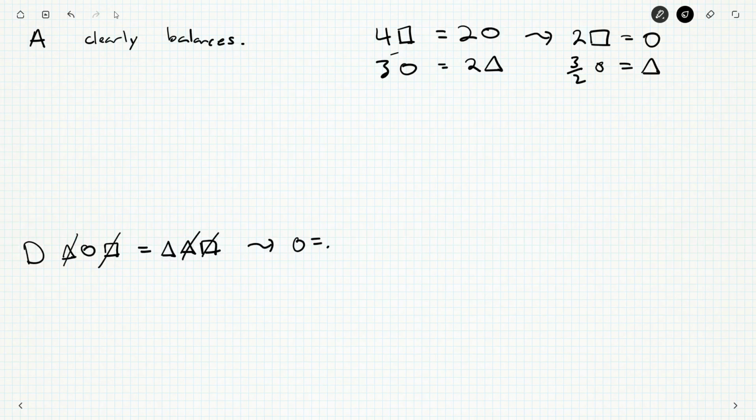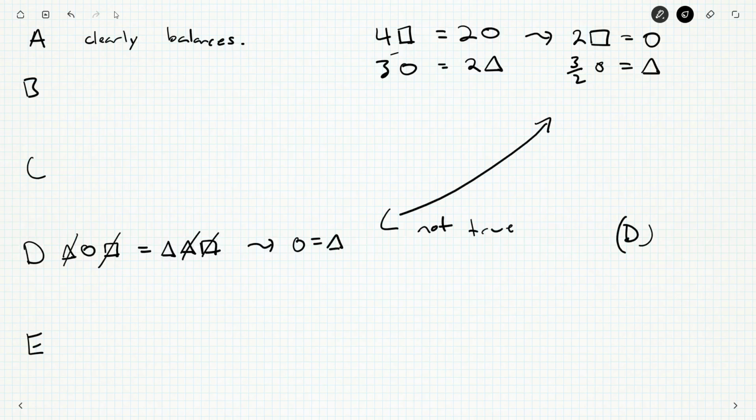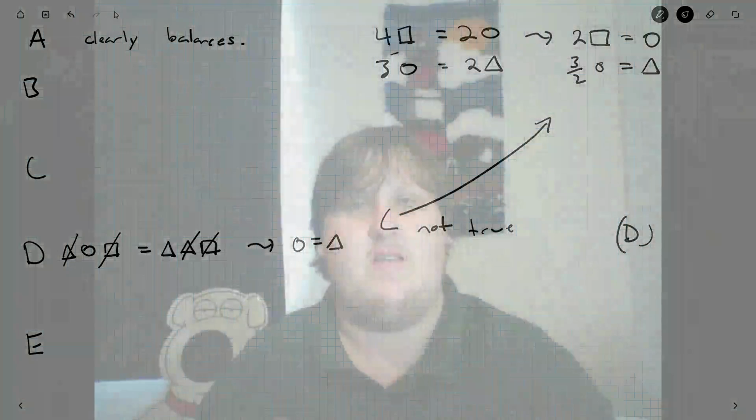So we would need circle to be equal to triangle. Not true. So D is going to be our answer. But let's take it in turn and show why any of the other ones aren't the answer. Because if for some reason we did some calculations and we did some comparisons and we thought B also didn't balance, then we'd have to stop and say, do I really understand the question?